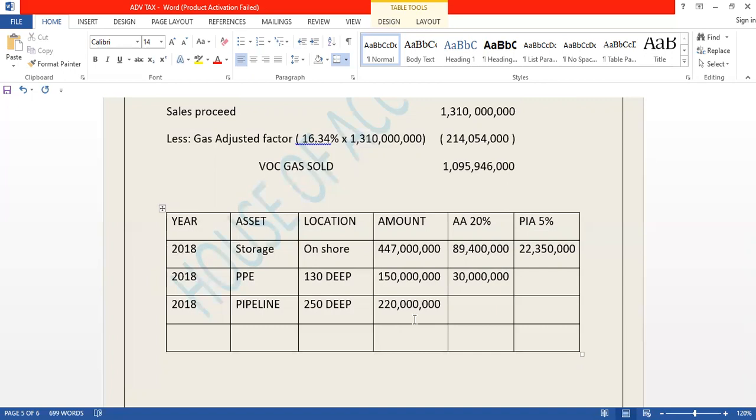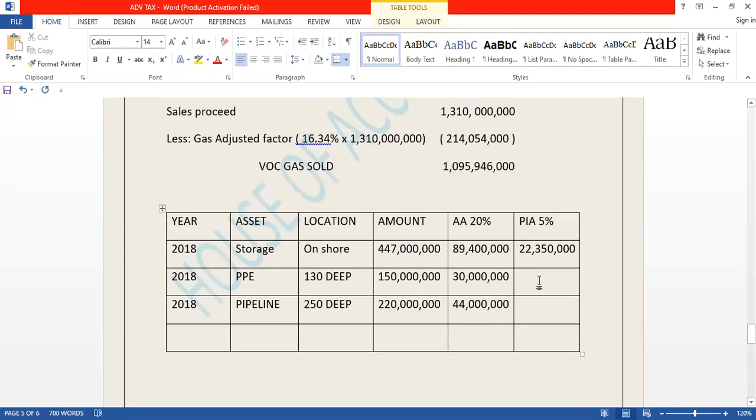as 20% for annual. So use another 20% for the second one. What do we get? 44 million. So 44 million.